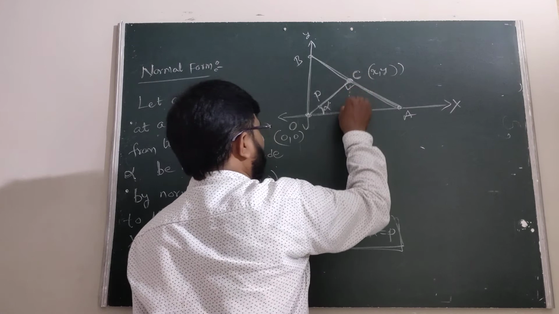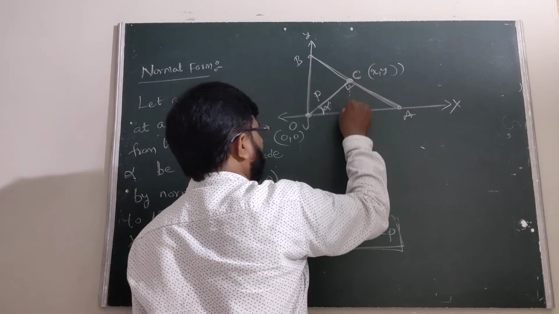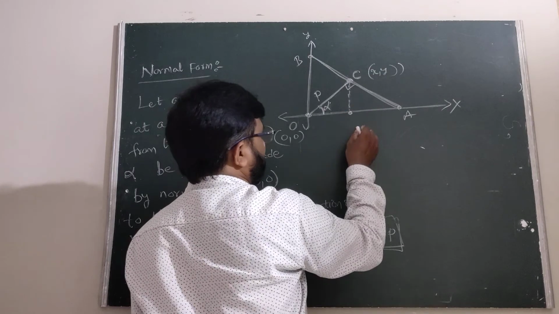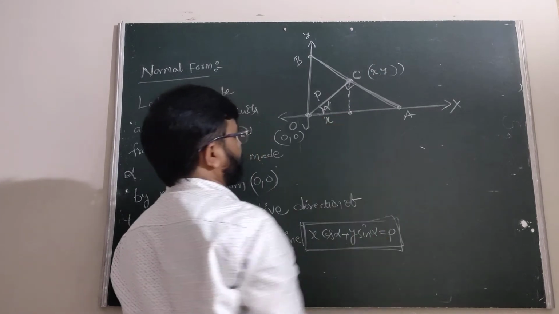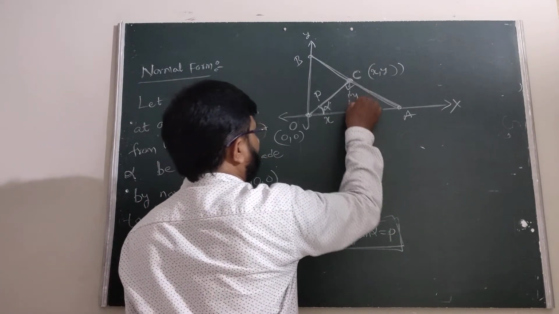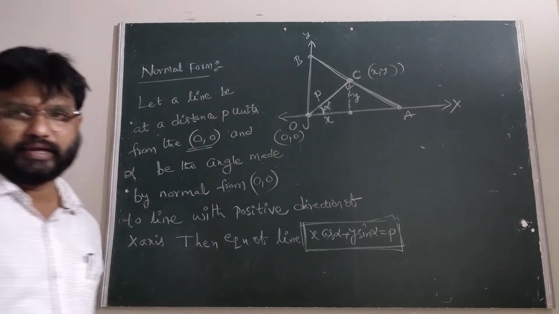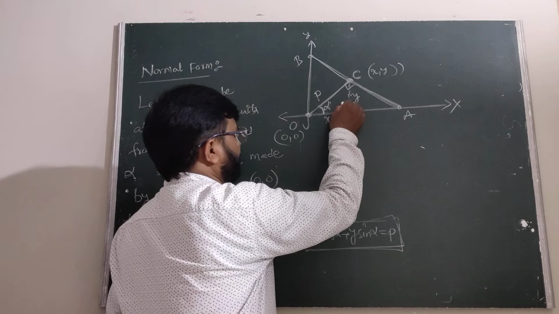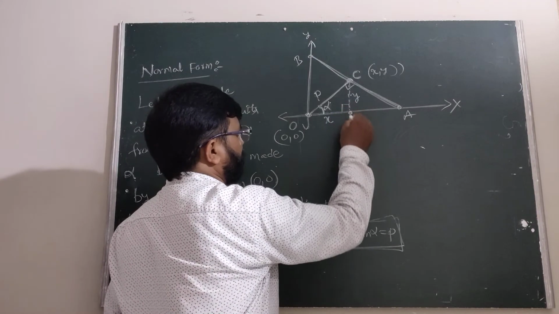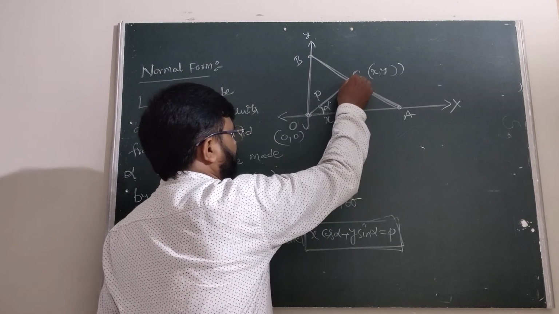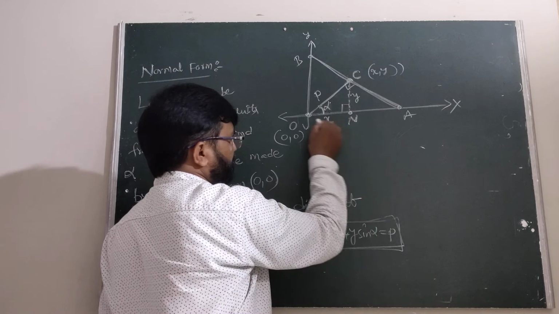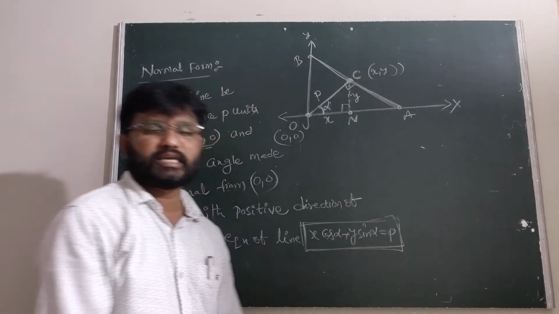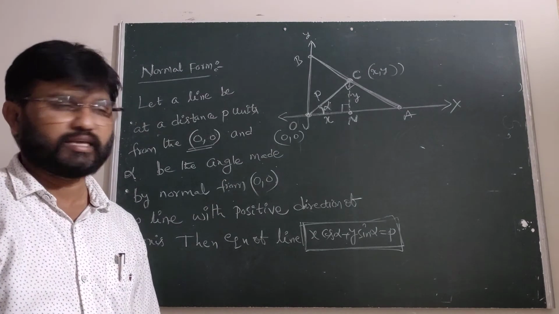Draw the perpendicular. All of you clear here? Therefore, draw the perpendicular of length x, and this must be y. So here we get a right angle triangle when you draw the perpendicular from C to the x-axis, of length x and y. The point C is (x, y).